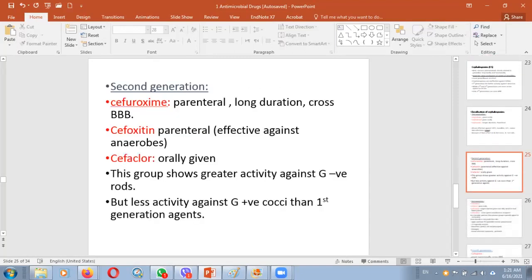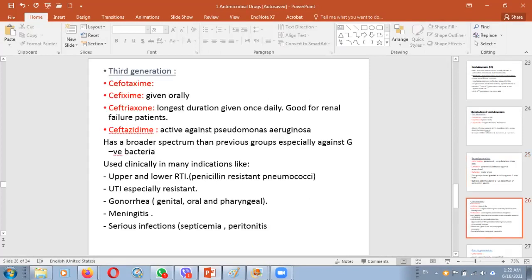Second generation. The examples are cefuroxime, given parenterally, which has long duration and can cross blood-brain barrier, while cefoxitin is given parenterally and it's effective against anaerobes. Cefaclor is given orally. This group shows greater activity against gram-negative rods, but less activity against gram-positive cocci than first-generation agents.